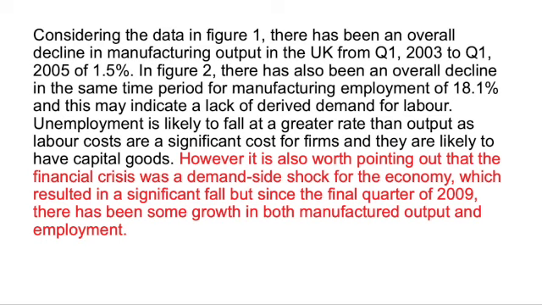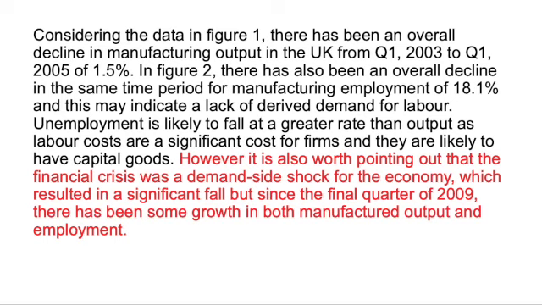Unemployment is likely to fall at a greater rate than output, as labour costs are a significant cost for firms and they're likely to have capital goods. So that's my suggestion, that actually maybe the manufacturing output has fallen because, well, not only has manufacturing output fallen, but the labour needed has also fallen, but at a much greater rate.